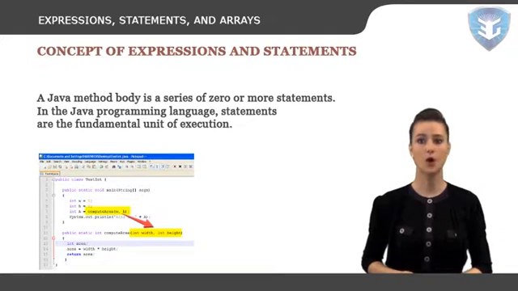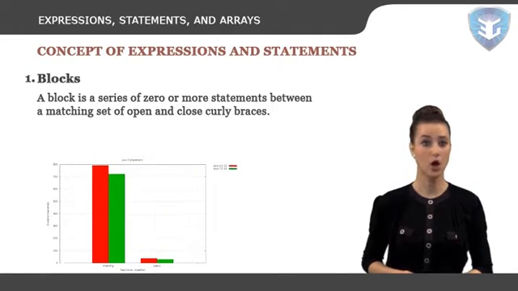Blocks are denoted by open and close curly braces. Statements are executed for their effects. They do not have values. There are many different kinds of statements in Java. 1. Blocks. A block is a series of 0 or more statements between a matching set of open and close curly braces. The bodies of methods and switch statements are blocks.